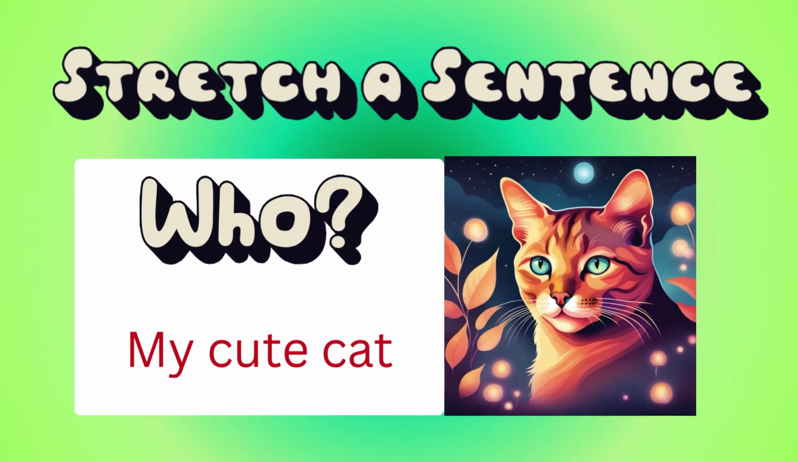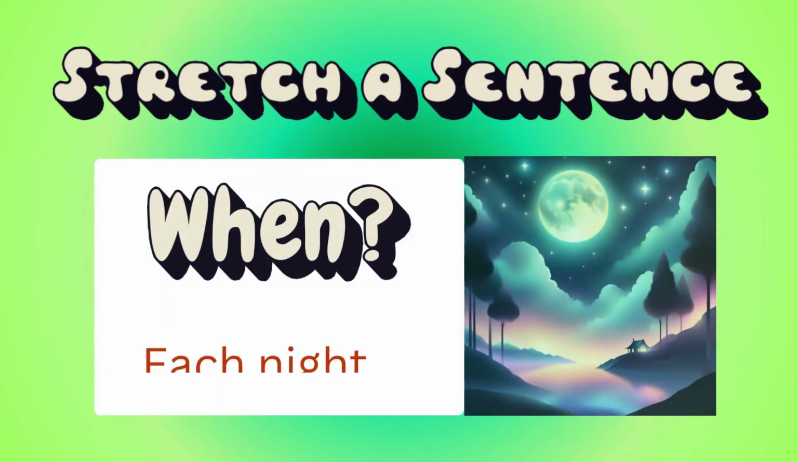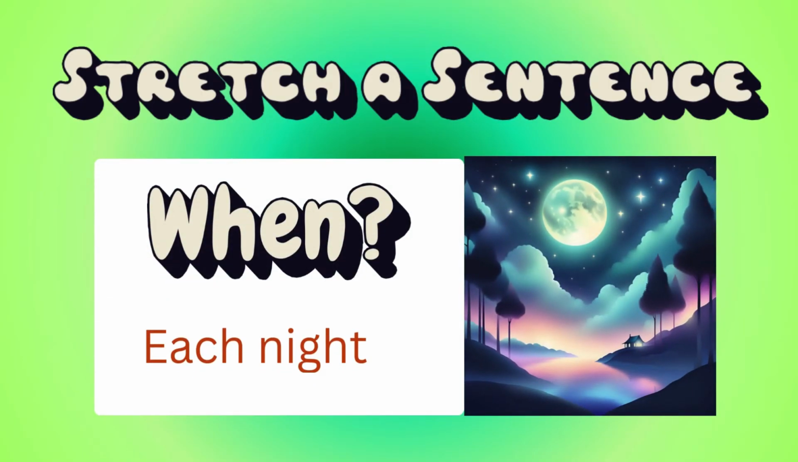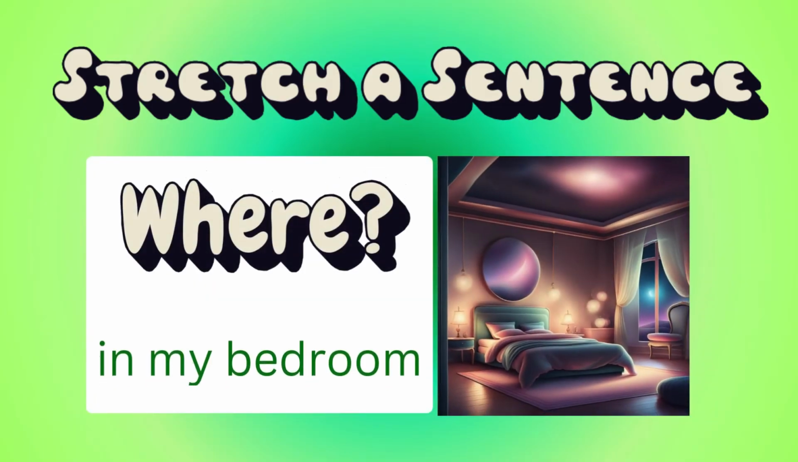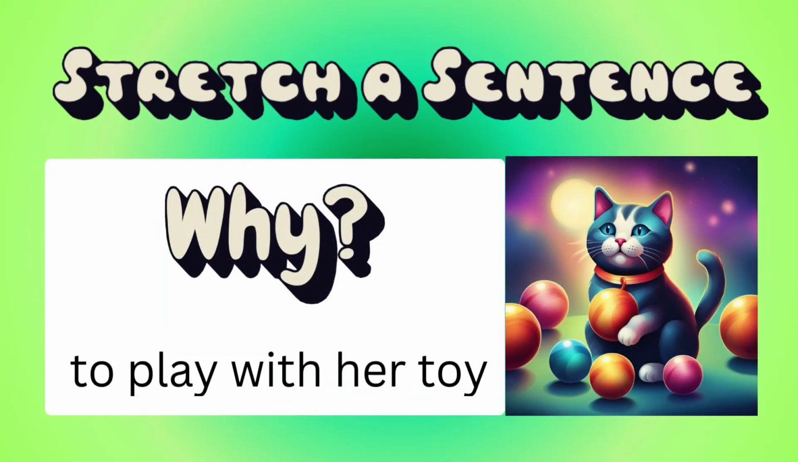Here's another example. Who? My cute cat. Doing what tells the action? Curls on the rug. When? Each night. Where? In my bedroom. Why? To play with her toy.